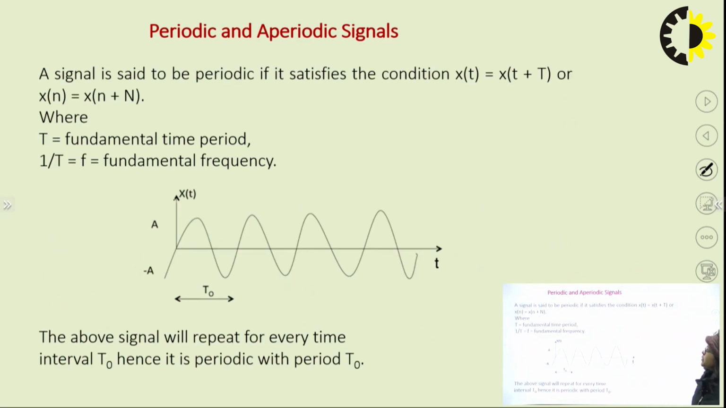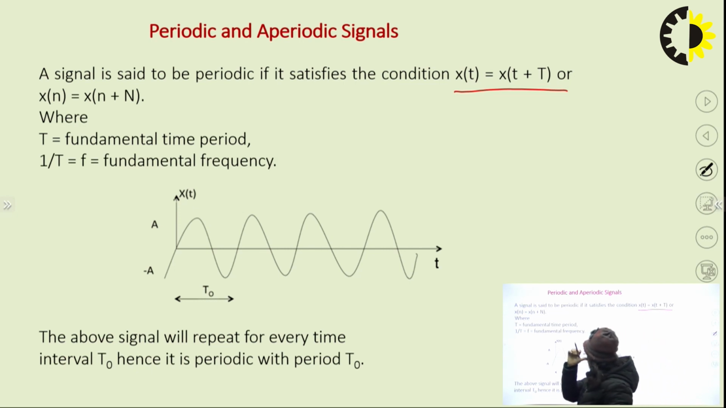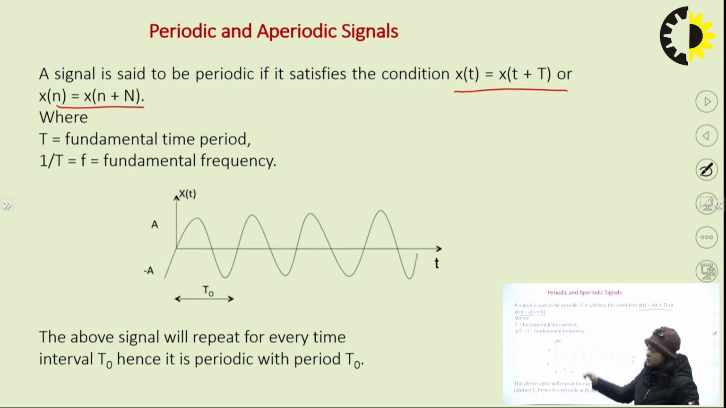Now moving towards periodic and aperiodic signals. Any signal which repeats itself after a fixed interval of time is called a periodic signal. That is, if x of t plus capital T is equal to x of t in continuous time, or for a discrete signal x of n plus capital N is equal to x of n, then it is a periodic signal, where capital T is the fundamental time period and 1 upon T is the fundamental frequency.